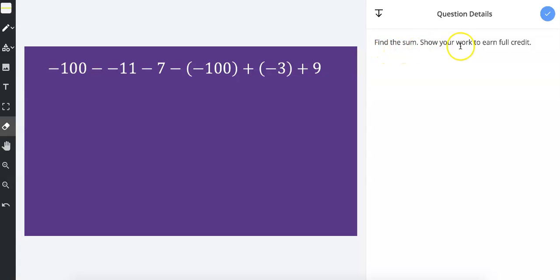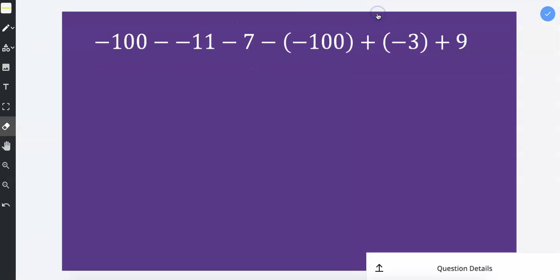Find the sum. Show your work to earn full credit. What I showed you in the last problem is I showed you to just focus on the first two numbers, change the subtraction to addition, and then add them.